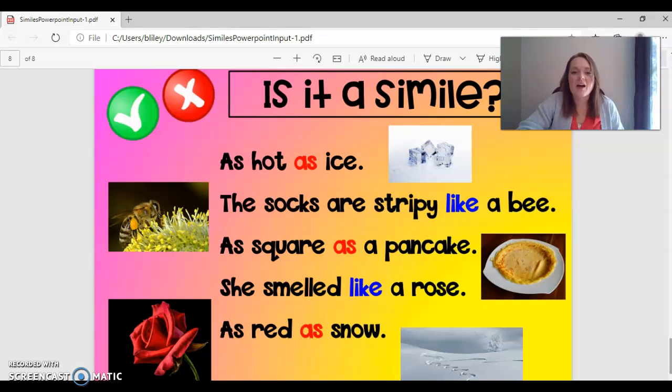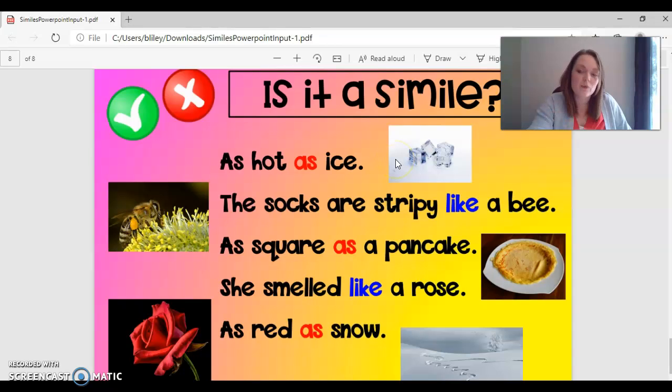Okay, so let's look at our final examples. As hot as ice. Is that a simile? No, because ice is not hot, but if we said as cold as ice, yes, that would be a simile. The socks are stripy like a bee. Stripy and bee are compared using the word like. As square as a pancake, no. But if it said as round as a pancake, we would be comparing round and pancake with the word as. She smelled like a rose. Yes, smelled and rose compared with like. Red as snow, that's not a simile, but if we made it white as snow, white and snow compared with as. So remember, similes are comparing two things using the words like or as. You have a follow-up activity to do after this lesson to check your understanding.